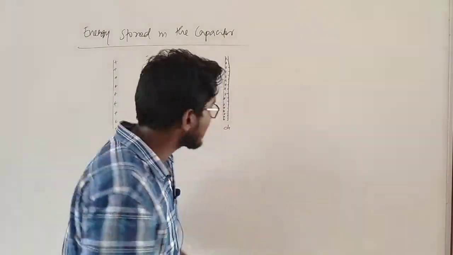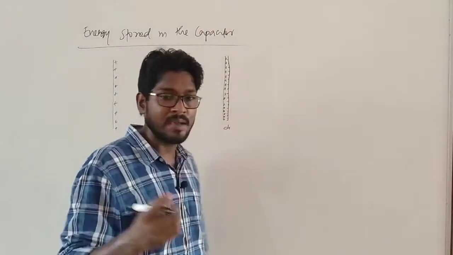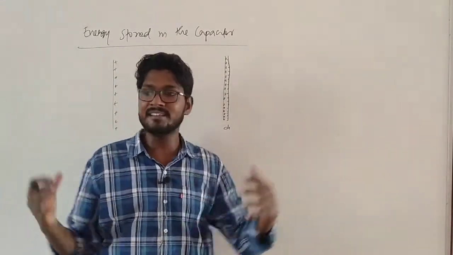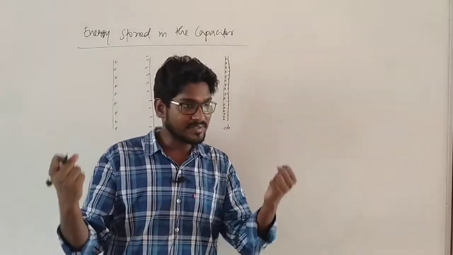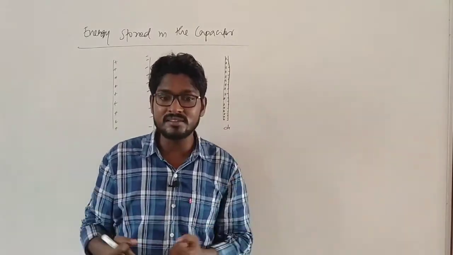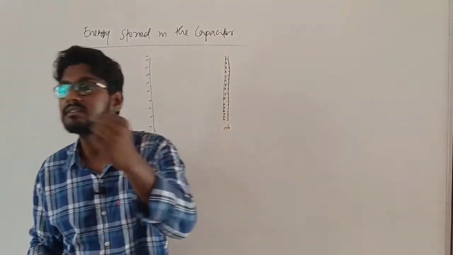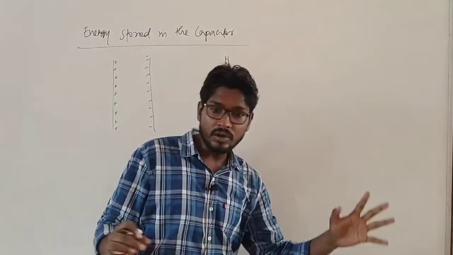Is that okay? Means a capacitor is a system of two plates having equal and opposite charges, at finite separation, and they are interacting. So there must be some energy stored in the capacitor due to that interaction, and that is called the potential energy of the capacitor. Is that okay?